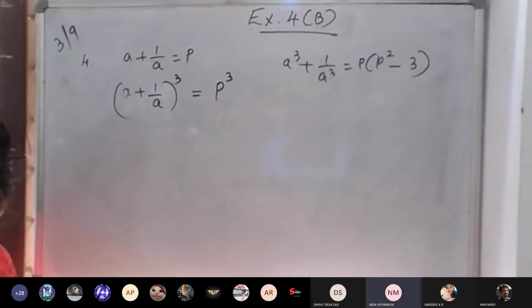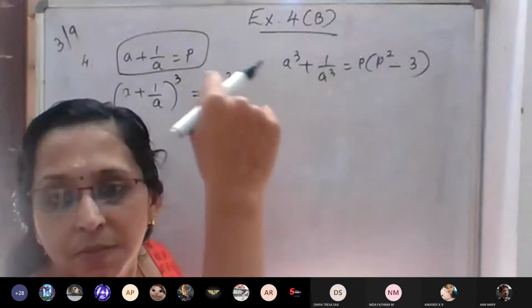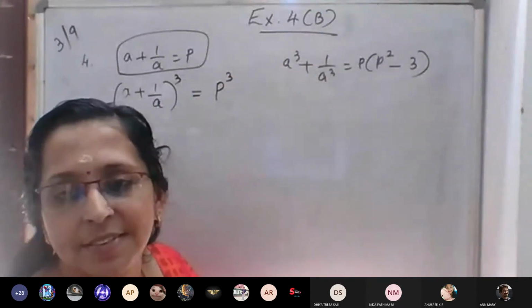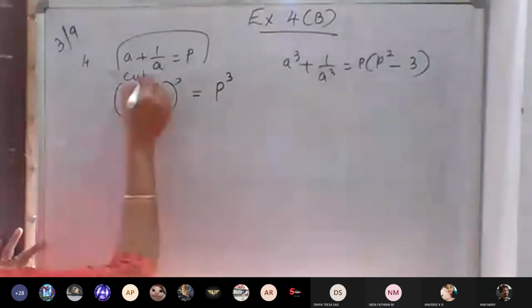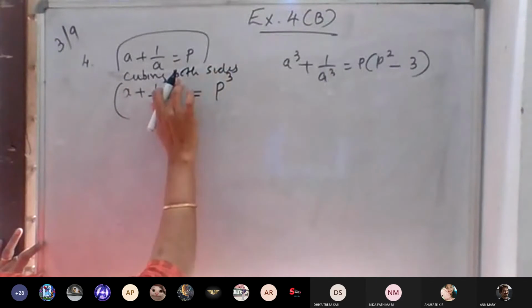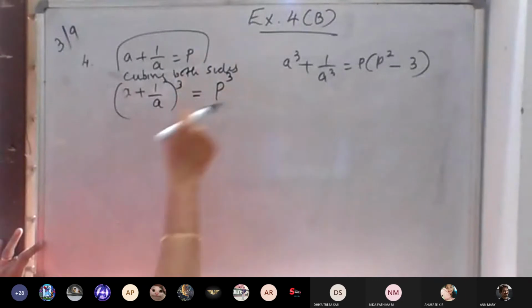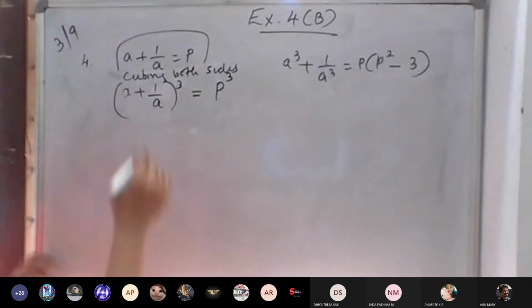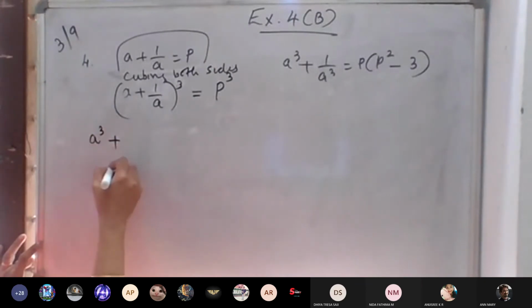That means cubing both sides. This is our question. Usually we need a cube plus 1 by a cube, so what will we do? Cubing both sides. Understood? Don't write anything, first listen to me. Cubing both sides, a plus 1 by a whole cube is equal to, on the right side also we want to cube, that is p cube. Then a plus 1 by a whole cube is a cube plus 1 by a cube.